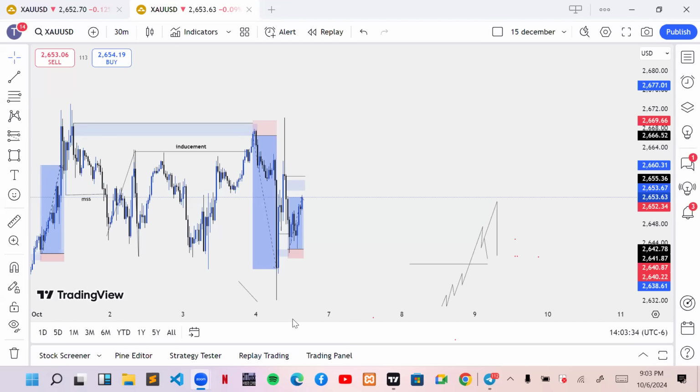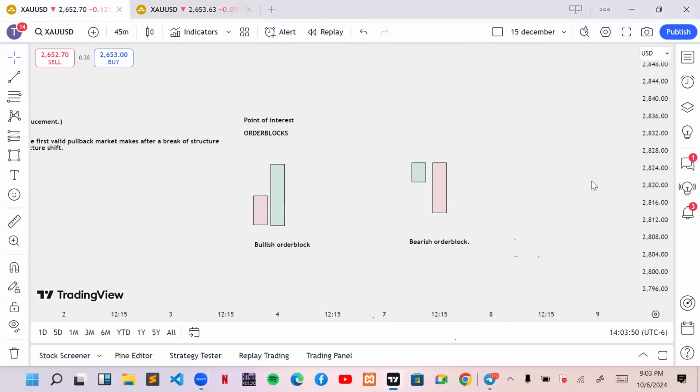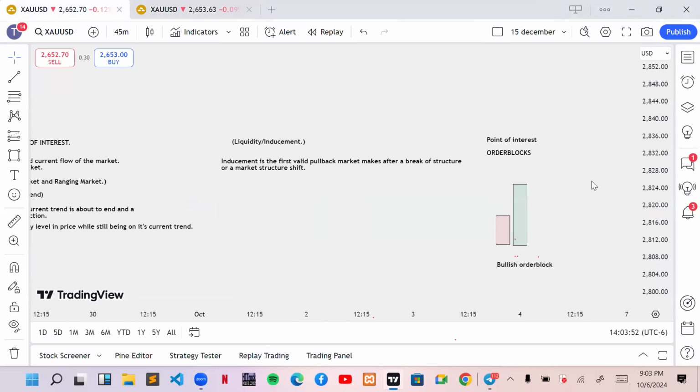You can't have two pullbacks after market structure shift. Like I said, the first one. Please, just pay attention to what I say before you ask questions. Pay attention to the keyword. I said the first valid pullback. Even if you check what I wrote down here, I said inducement is the first valid pullback. So when I say first, it means the first one. If I say first valid pullback, it means the first pullback.